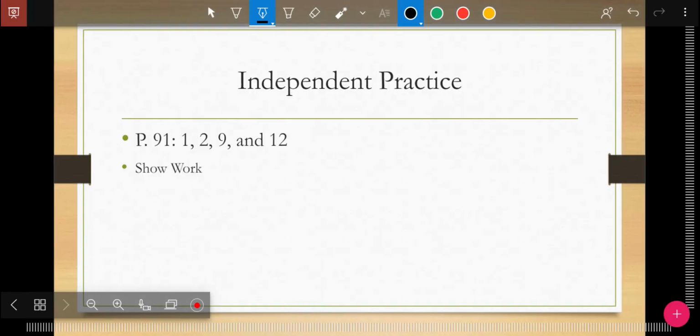And that's where we're going to leave off today. In your workbook, if you can just show work and practice those ones, I appreciate it.